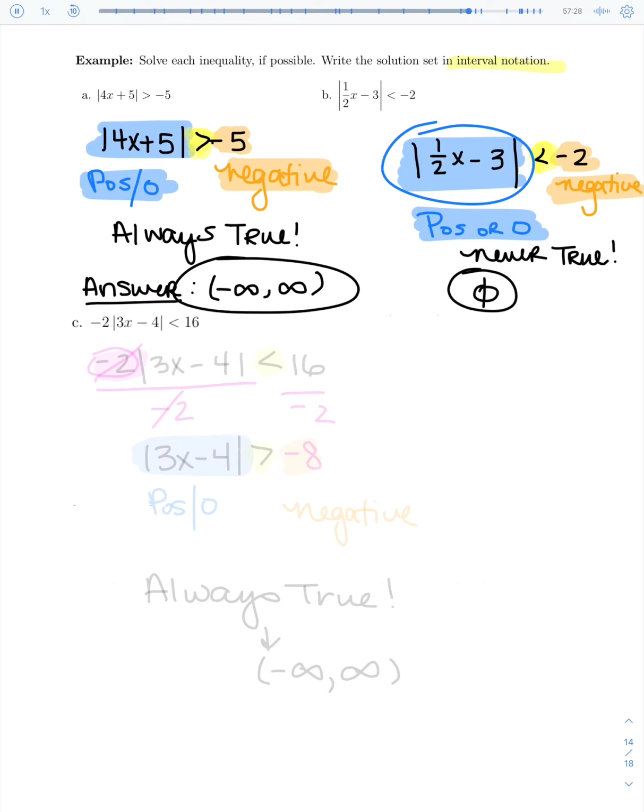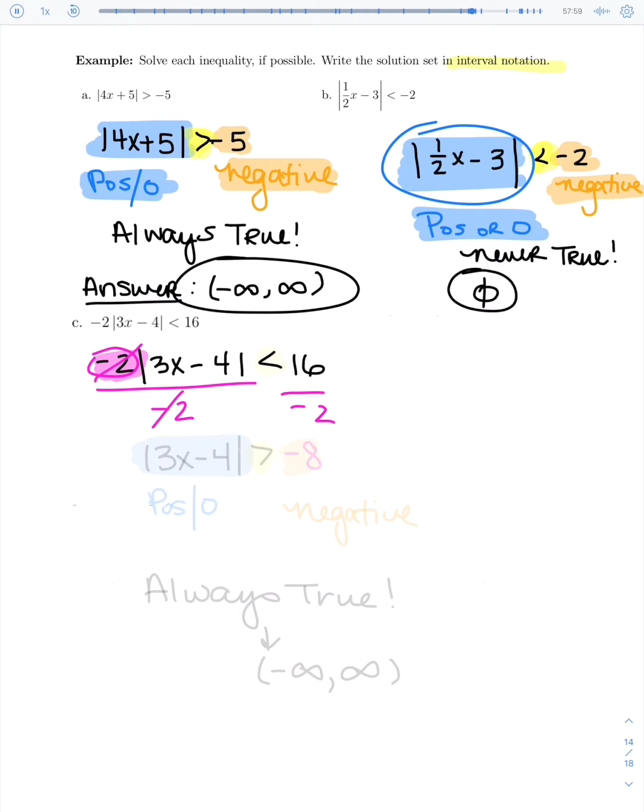In problem C, let's take a look. We have -2 absolute value of 3x minus 4 is less than 16. So the first thing that we notice is that this absolute value is not by itself. We have the problem of dealing with that -2 out in front. So the first thing that we need to do is get rid of the -2 so that the absolute value is by itself, by dividing both sides by a -2.